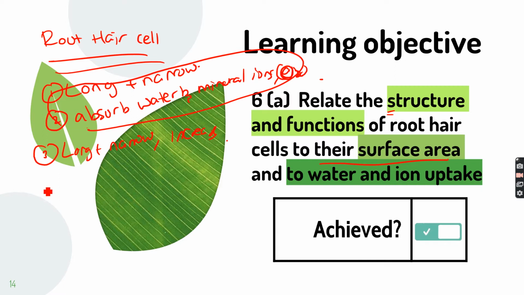Another thing is the fact that long and narrow also relates to the fact that it can go into soil in between soil particles to access all the water, minerals, and ions, and the fact that they are narrow gives that shortened diffusion distance, so it's faster to absorb the water and ions. I guess that's pretty much it.